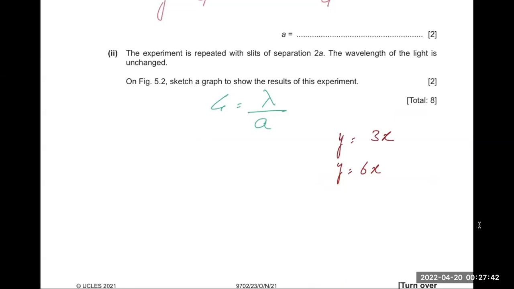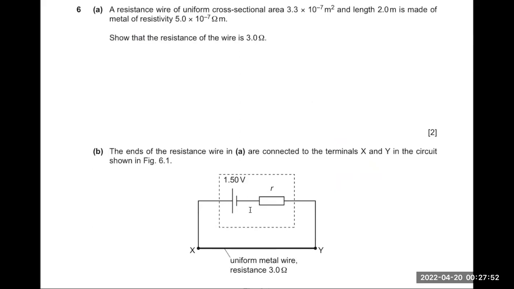That's question number 5. Moving on to the last question. I believe, yes, question number 6. A resistance wire of uniform cross-sectional area 3.3 into 10 raised to the power minus 7 meters squared and a length of 2 meters is made of a metal of resistivity 5 into 10 raised to the power minus 7 ohm meter. Show that the resistance of the wire is 3 ohms.